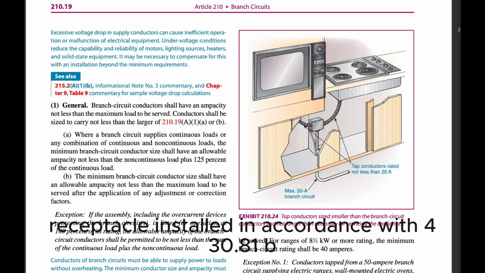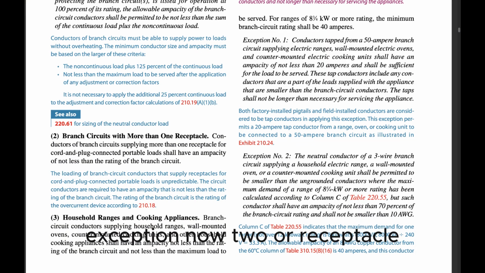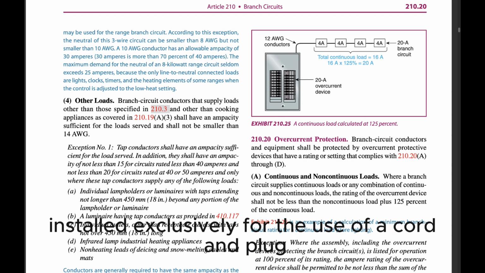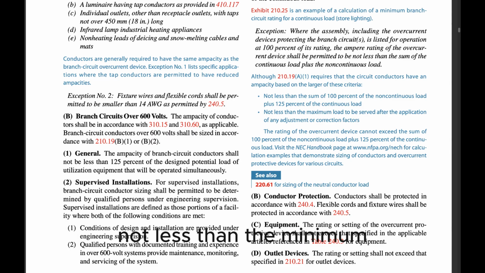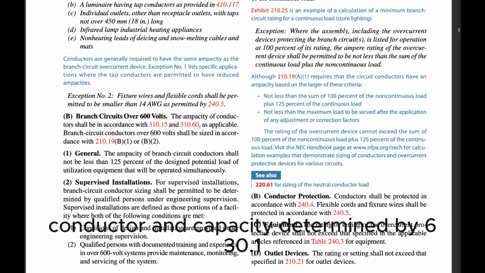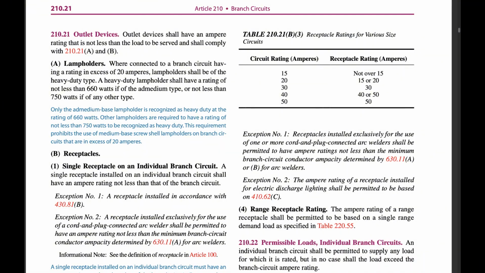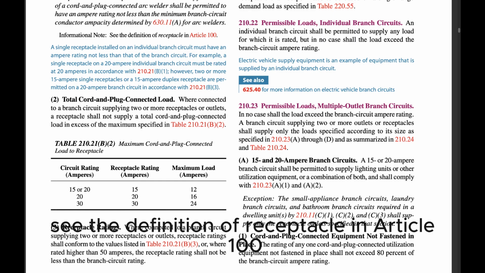A receptacle installed in accordance with 430.81(B). Exception No. 2: A receptacle installed exclusively for the use of a cord-and-plug-connected arc welder shall be permitted to have an ampere rating not less than the minimum branch-circuit conductor ampacity determined by 630.11(A) for arc welders. Informational Note: See the definition of receptacle in Article 100.